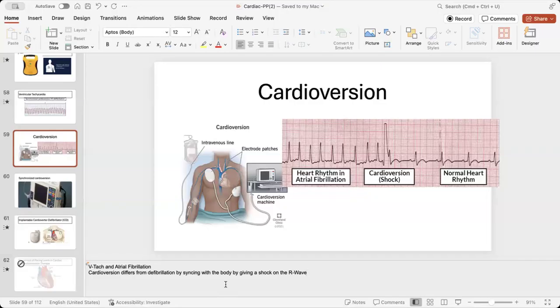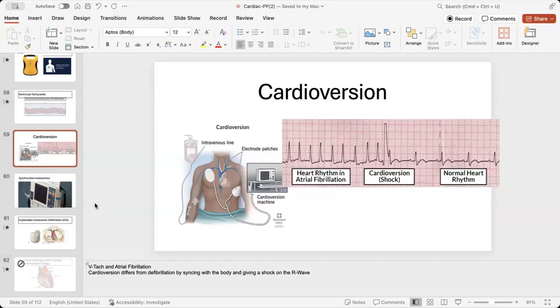So when you press that button, it doesn't shock anything, it just is a sync button. It just syncs with the heart. It looks at the heart and syncs with that. That needs to be on for cardioversion. Then you would hit the shock button, but it needs to be synchronized. So it's going to shock them on the R wave. When you push the shock, it waits until it hits the R wave and then it'll shock them. Again, hopefully to restore normal conduction through the heart.